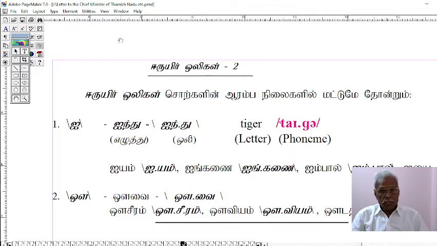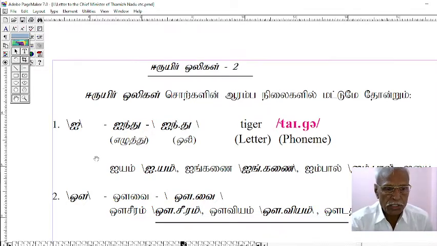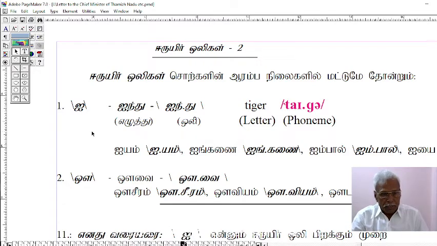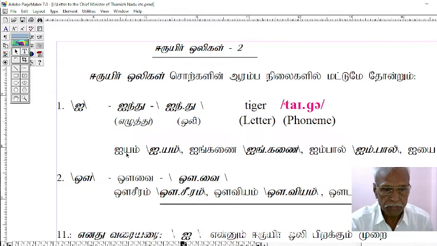Dear teachers and students, now let us see the diphthongs. We know there are two diphthongs in Tamil. The name of the first one is I. This phoneme is produced by the combination of the two vowels A and E. ஐந்து, ஐயம், ஐங்கணை, ஐம்பால், ஐயை.